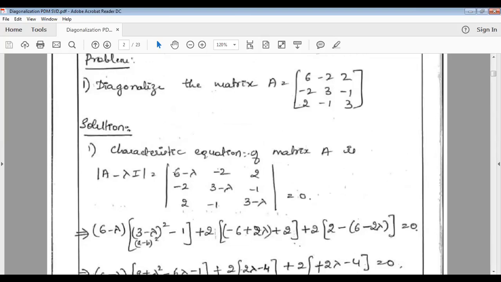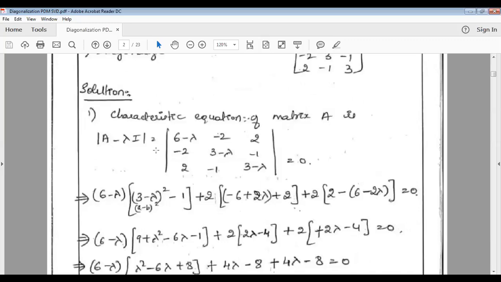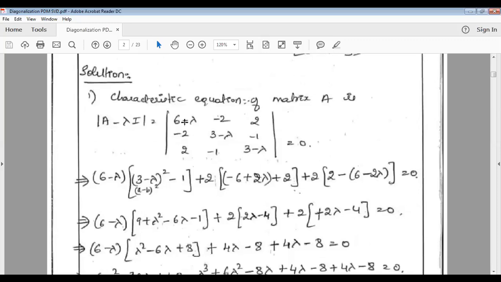So 6, which is the first element on the diagonal, will be 6 minus lambda. 3, which is the second element on the main diagonal, will be 3 minus lambda. And then the third element will be 3 minus lambda. The rest of the elements remain the same. And the characteristic equation for matrix A needs to be the determinant of A minus lambda I equal to 0. Right? So from this, now you can find the determinant of A minus lambda I. That is a simple process.